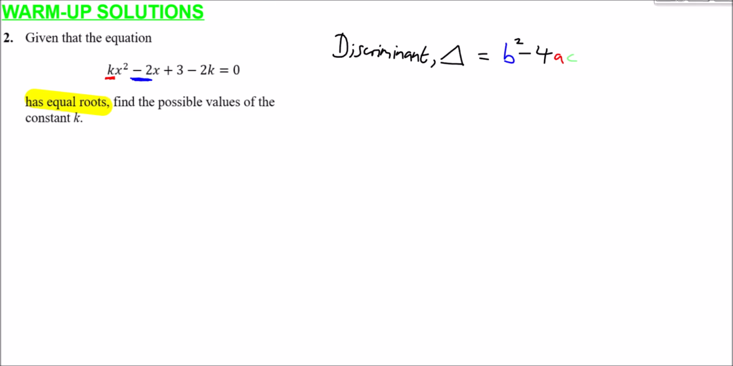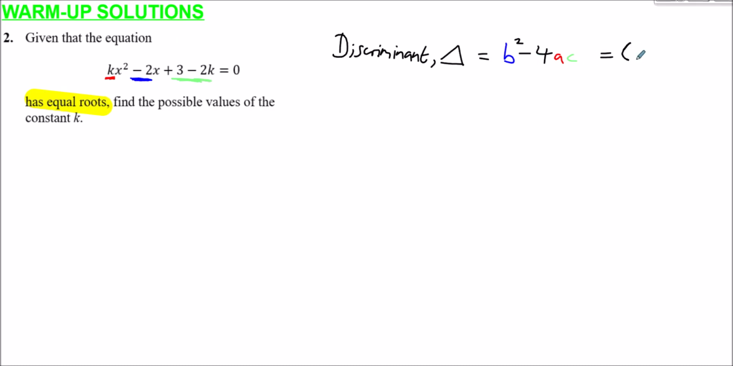And c are all the constant terms. So I have a constant 3, and k is constant because it says, so minus 2k is a constant. So 3 minus 2k combined is also just another constant. So all of this is our c. We then need to recall that if it's got equal roots, then the value of the discriminant will be equal to 0. Exactly.